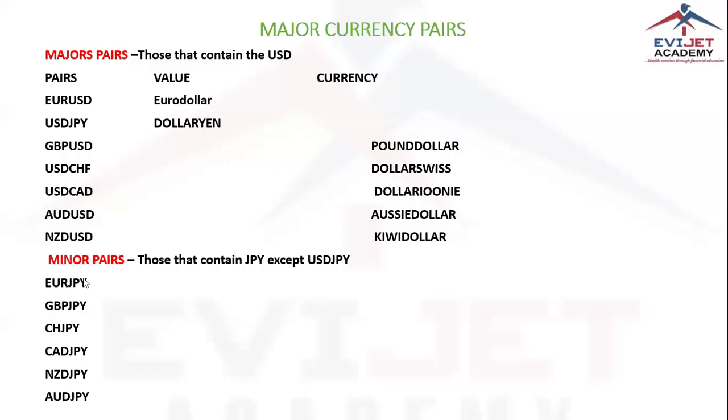Now we have minor pairs. Minor pairs are any of the eight major currencies paired with the JPY, except the USD JPY, because the USD JPY is a major pair. Minor pairs are major currencies paired with the JPY, except the USD JPY.